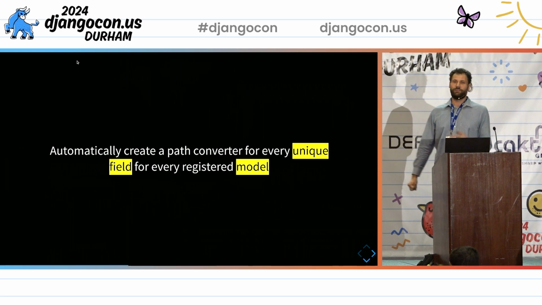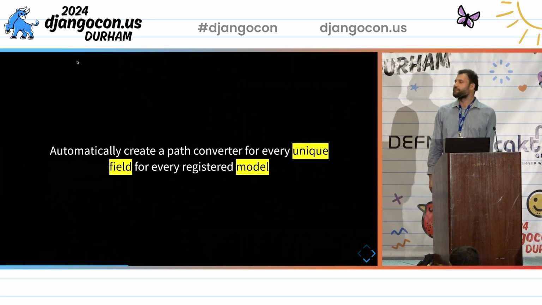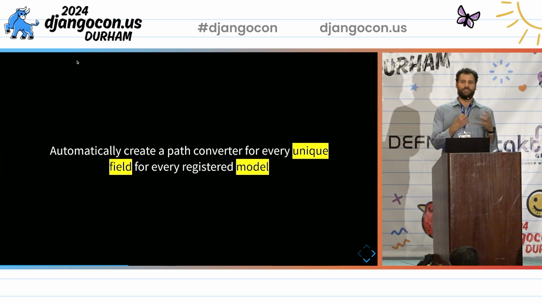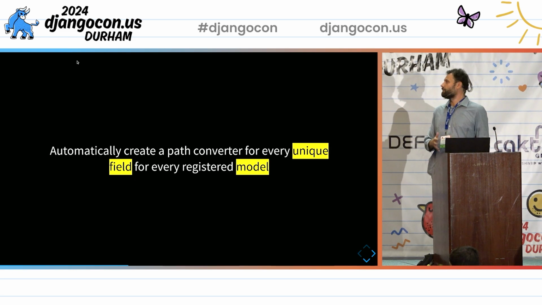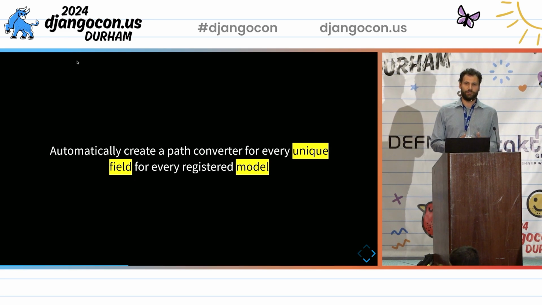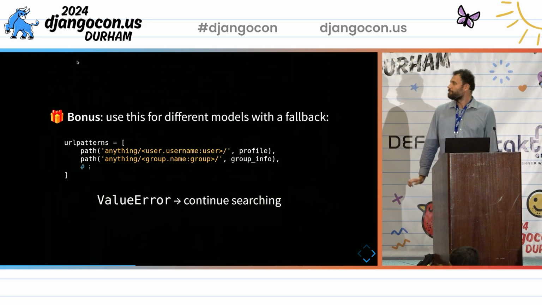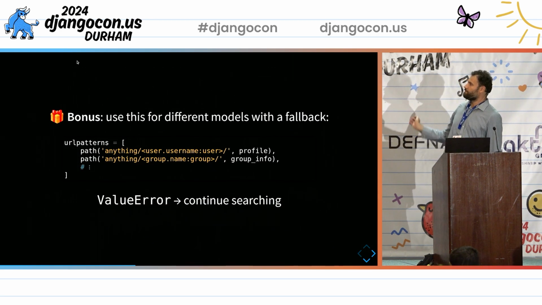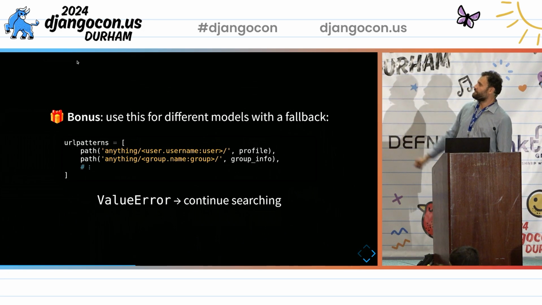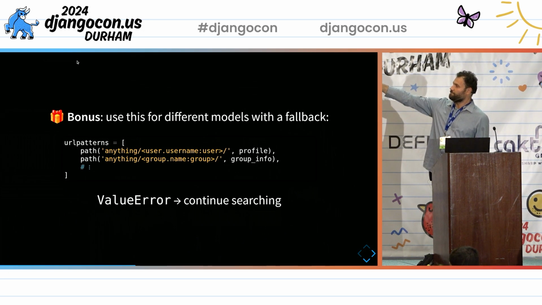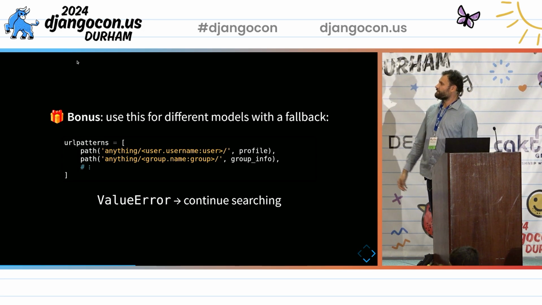Now, of course, we are not going to define a path converter for every model. That would be a lot of work. But if you have the logic for one such model, you can easily generalize it to let it work for all registered models and all unique fields of all those registered models. And that's, of course, quite useful to then start defining paths. And a bonus of this is that you can let this work with different paths that have different models they are triggering. And why does that work?